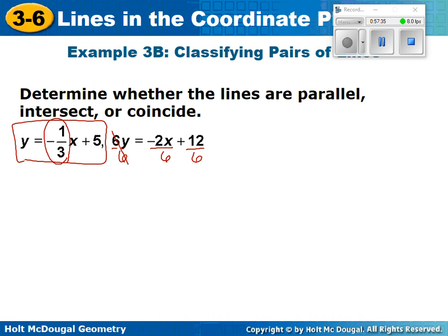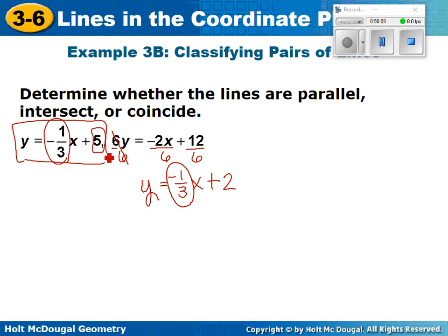The 6's cancel here. We have y equals, what's negative 2 over 6? Negative 1/3. Don't forget, you can type that in on your calculator and do that little handy math to fraction, and it'll tell you it's negative 1/3. X plus 2. 12 divided by 6 is 2. Compare their slopes now. Are they the same? Yes, be careful that you don't just go, oh, they're parallel without looking at what?